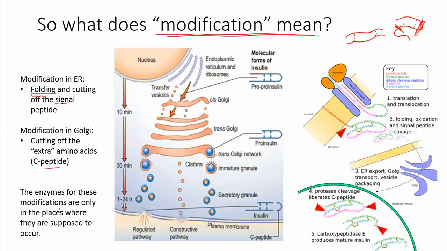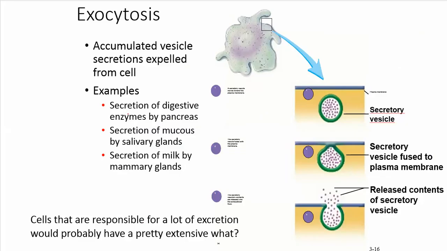So the enzymes for these modifications are only in the places where they are supposed to occur. So that means that everything has to function right. The beta cells have to be right. Inside the beta cells, inside the Golgi apparatus and the ER of the beta cells are enzymes that will cut this in just the right place. Okay, they may not be expressed in other cells, but they're definitely there. And then it moves out. Okay, so hopefully we get that idea that the protein, in this case insulin, will be packaged into the secretory vesicle and it will move out.